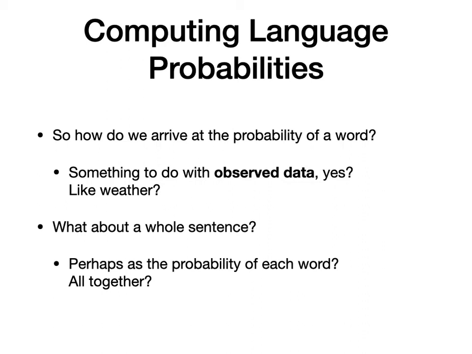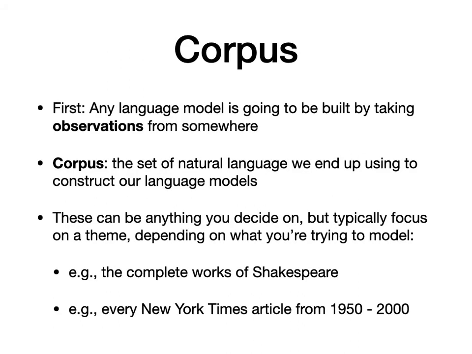First and foremost, yes, we do use observed data. We typically call this the corpus. Any language model is going to be built by taking observations of language from somewhere. The corpus is the set of natural language we will end up using to construct all of our models. The models have to look at something to build up whatever mathematical relationships they're trying to do. In this case, our probabilities.